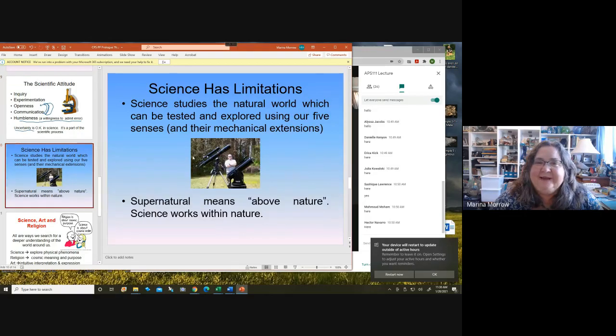Science certainly has limits. Science is studying the natural world, and we explore it with our five senses and their mechanical extensions. So we have eyes that can see, but we have telescopes that can see further. And we have devices that can detect infrared and ultraviolet and other light that we can't see on our own. And the word supernatural means above nature. Super means above nature.